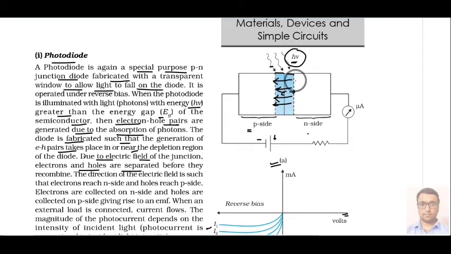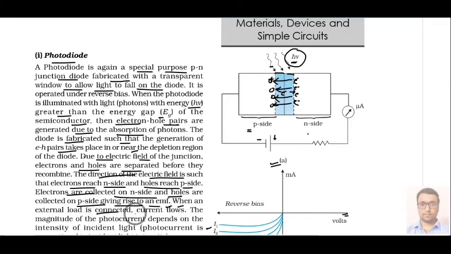to the N side. More electrons will reach towards the N side because your electron will move opposite to the direction of the electric field, and a larger number of holes will reach towards the P side. Here you can understand that the direction of the electric field is such that electrons reach the N side and holes reach the P side. Now electrons are collected on the N side and holes on the P side, which will again increase its EMF, you can say.